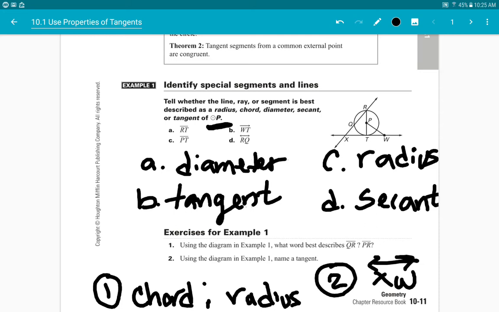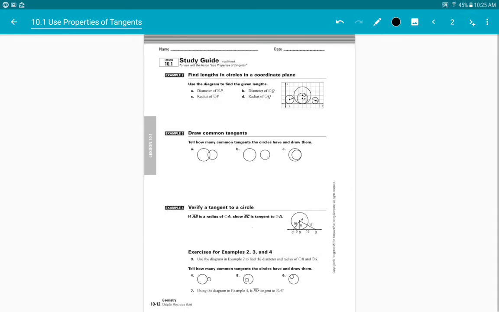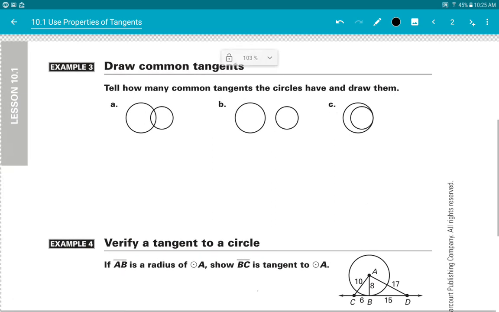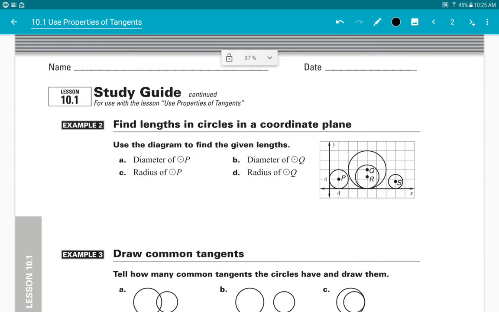Let's go on to the second page. Here we're going to be finding the lengths in circles in a coordinate plane. We need to find the diameter of P. Now that you can quickly calculate, it looks like it's a length of 8. So the diameter is going to be 8.